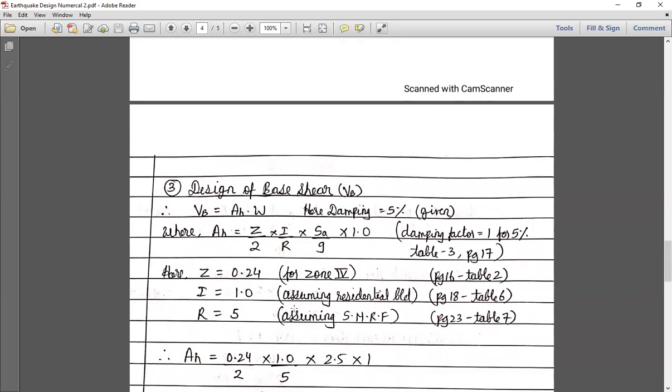Again, the type of the building is not given in the question, so you can assume a suitable building. I'm assuming it as a residential building, so the importance factor will become 1.